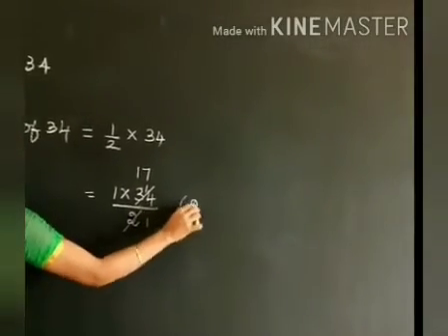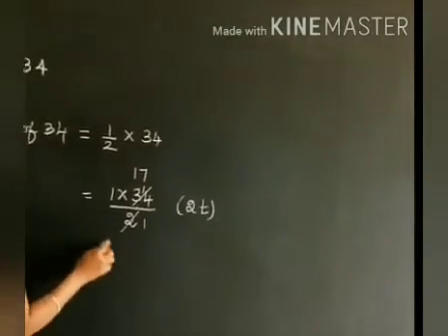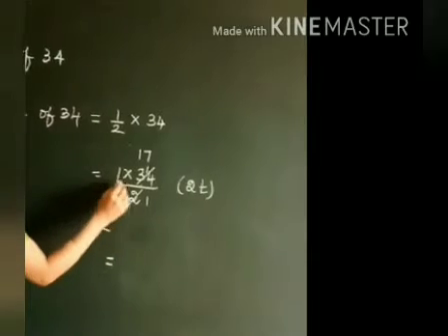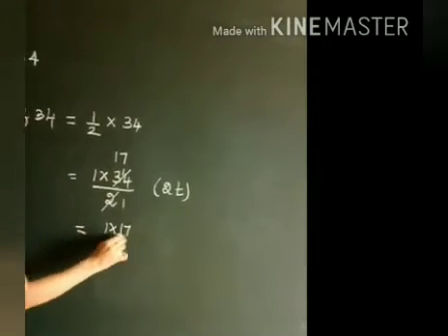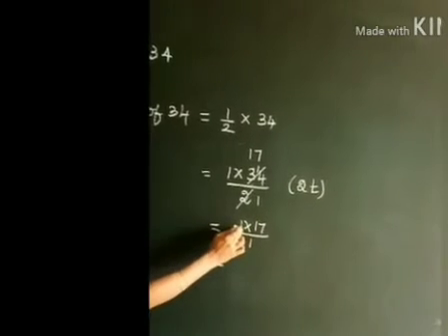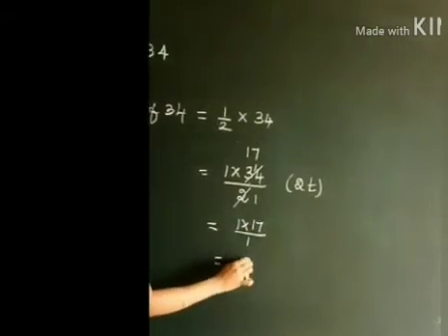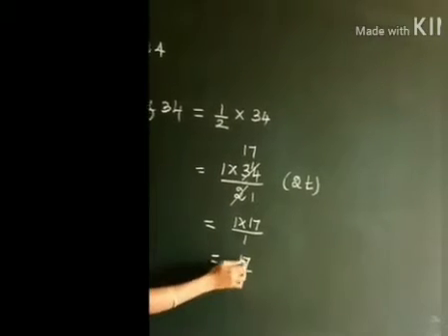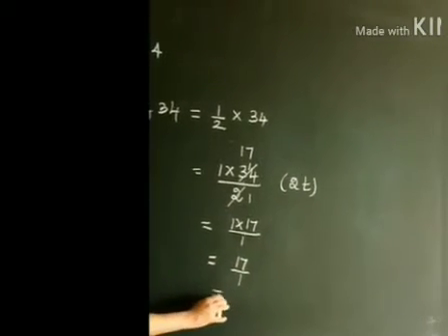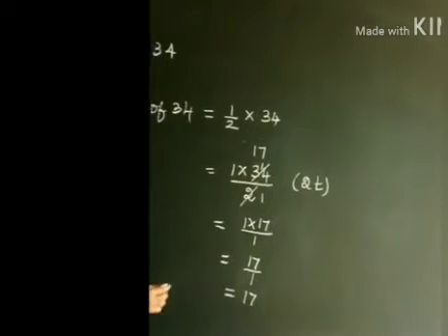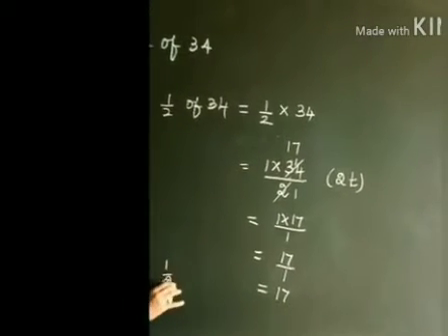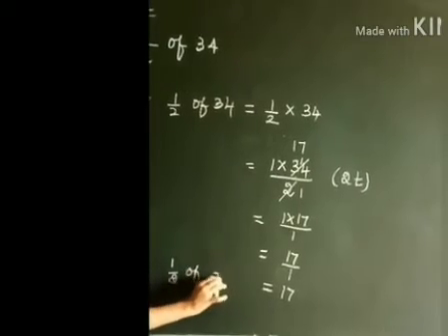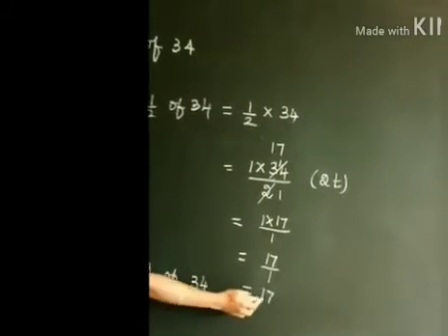7 times. So the number is 17. Which table are we using to cancel here? 2 table. So the numerator is 1 into 17 divided by 1. The product of the two numbers after cancelling is 1 into 17, 17 divided by 1, you get 17. How do you complete the answer? Again you have to write the question: 1 by 2 of 34 is equal to 17.